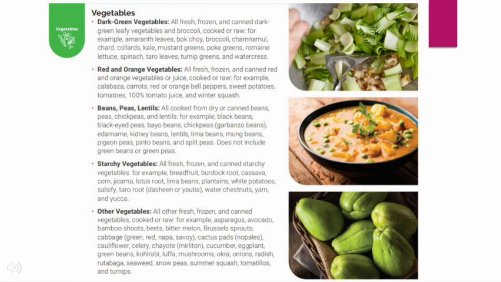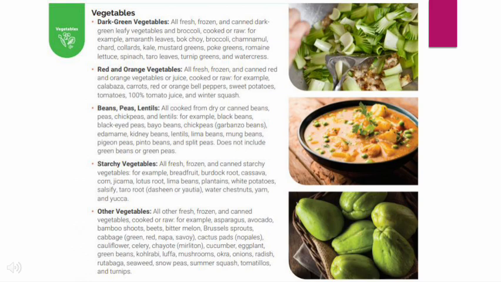Let us now focus on vegetables. Vegetables are one of the most important components of a healthy diet. But not all vegetables are the same. They are classified into different groups based on their nutrient content. First, dark green vegetables. These include spinach, broccoli, and leafy greens. They are rich in iron, calcium, and vitamins. Second, red and orange vegetables. Examples include carrots, squash, and tomatoes. These are high in vitamin A and antioxidants.